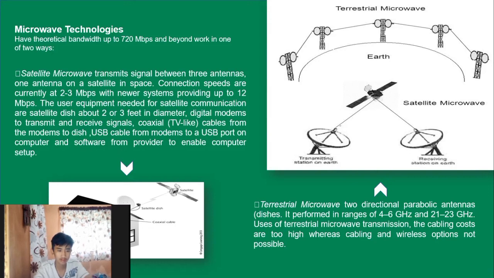Satellite microwave. Transmit signal between three antennas, two antennas on Earth and one antenna on a satellite in space. Connection speeds are currently 2 to 3 Mbps, with some systems providing up to 12 Mbps.